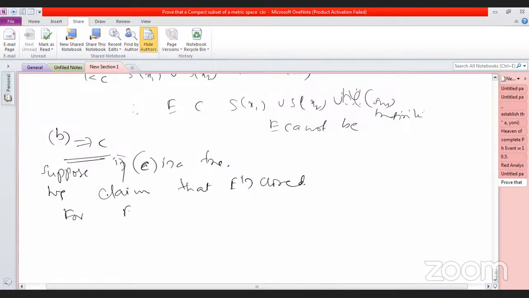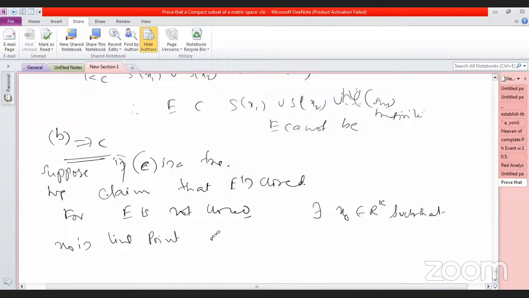E is not closed. There exists a point x naught belonging to R power k such that x naught is the limit point of E. Therefore x naught is a limit point of E, so x naught belongs to E, or does not belong to E?